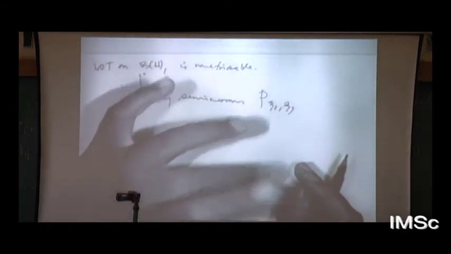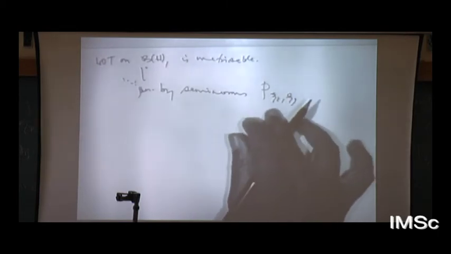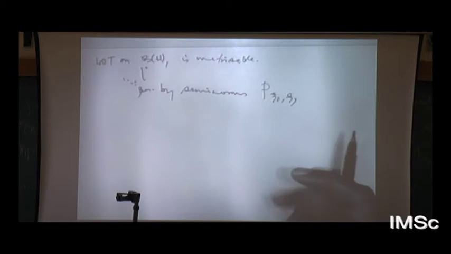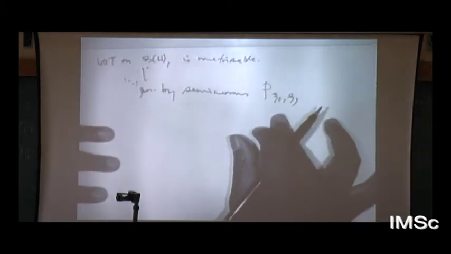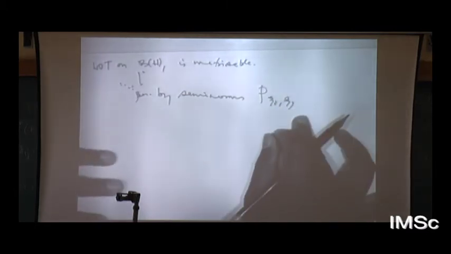But these are dense. If I know that x_alpha xi_i xi_j converges to x xi_i xi_j for all i, j, and I'm in the unit ball, because the x_alpha all have norm less than or equal to 1, it will follow that they must converge for all xi, eta.